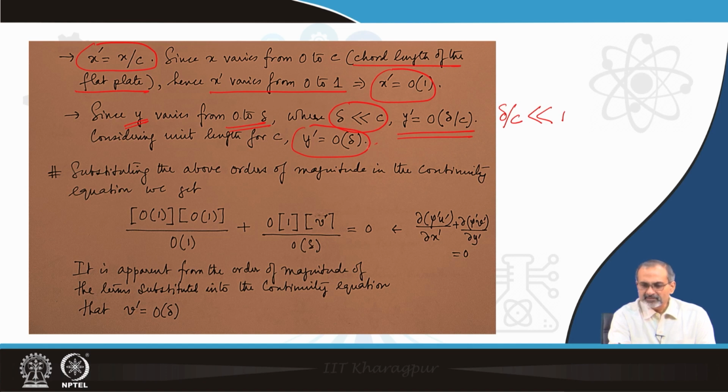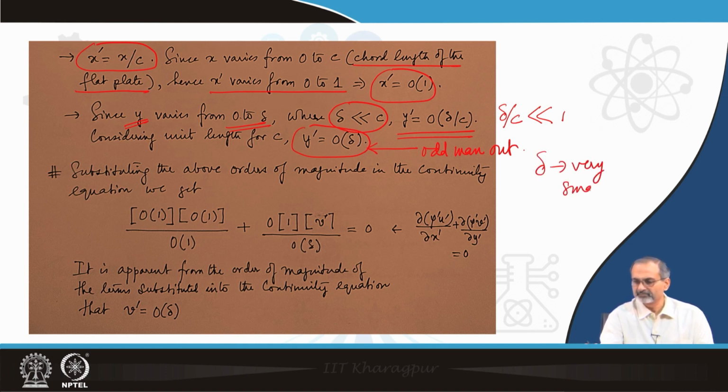So, this is an odd man out, as we say, because all the remaining terms that we have seen till before this were of order 1, while here we have a term which is of order delta, delta being a very small number. If you wish, you can also call it epsilon.